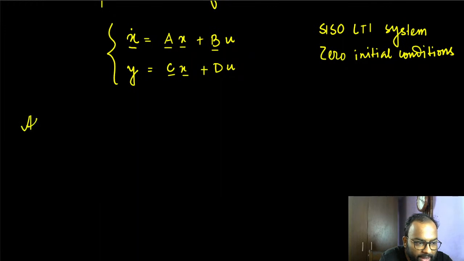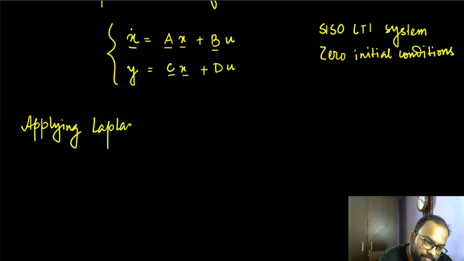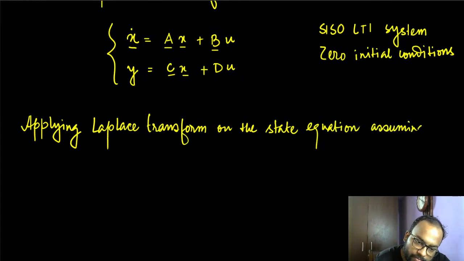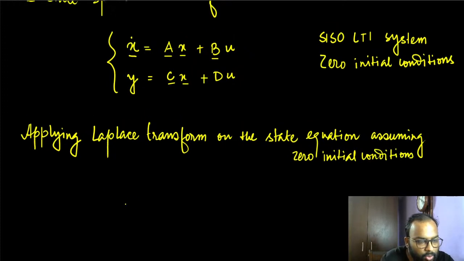Okay, so let me write down: applying Laplace transform on the state equation. So this is the state equation, this is the output equation. Okay, on the state equation, assuming 0 initial conditions. Okay, so if I apply that, then this becomes sX(s).